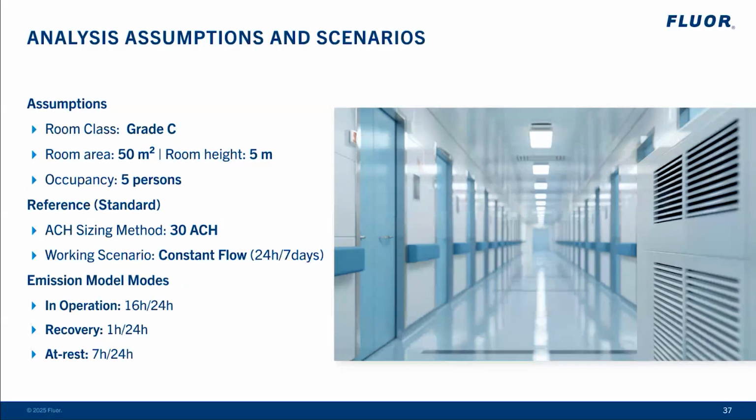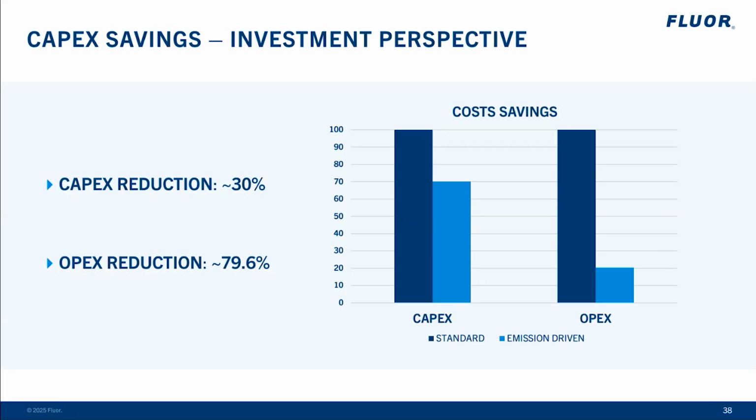Based on this assumption, we carried out an analysis of both operating and investment costs. Our solution delivered results that exceeded expectations. Investment costs were reduced by 30% and operating costs by almost 80%. How did we achieve this?